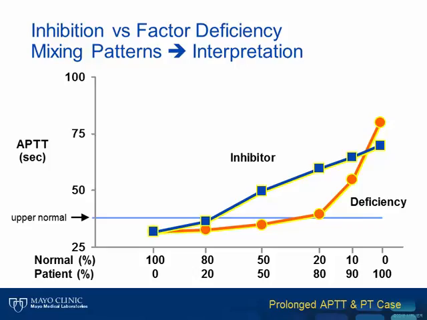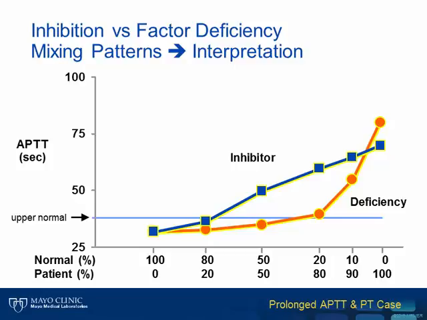This graph shows APTT mixing study results for two patient plasmas, one with a coagulation inhibitor, such as a lupus anticoagulant, and one with coagulation factor deficiency, such as hemophilia A or B. The vertical axis shows APTT test results in seconds, and the arrow notes the upper limit of the normal range. The horizontal axis shows different mixtures of normal and patient plasmas. Both of the patient plasmas show similar APTT prolongations.